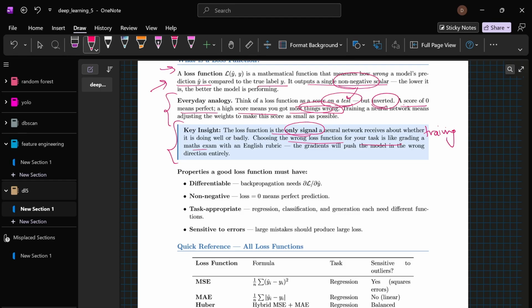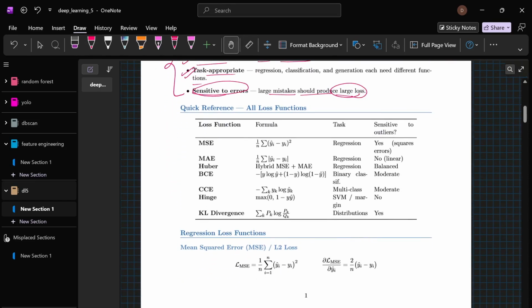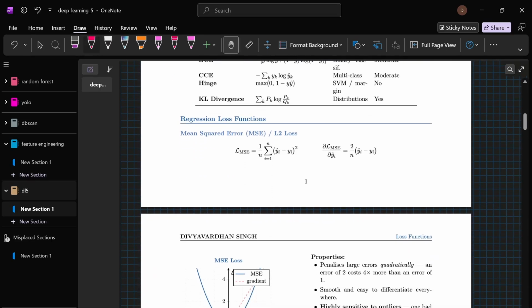Okay, so what makes a good loss function? It should be differentiable, because backpropagation needs to compute the gradients. It needs to be non-negative. It needs to be task appropriate: regression, classification, and generally all other tasks need different loss functions. And it needs to be sensitive to errors, so a big mistake gives you a big loss.